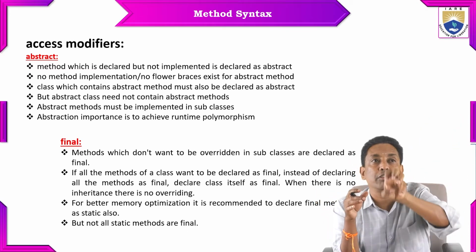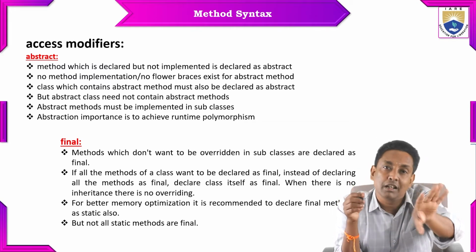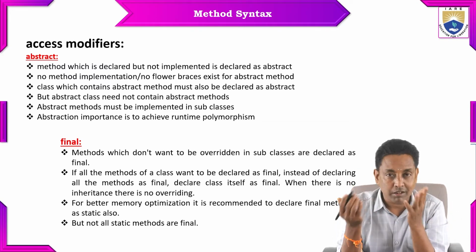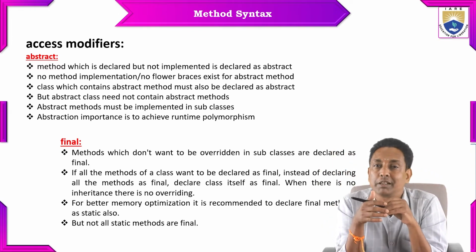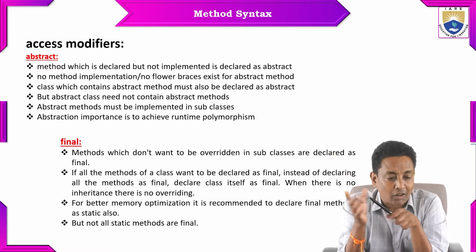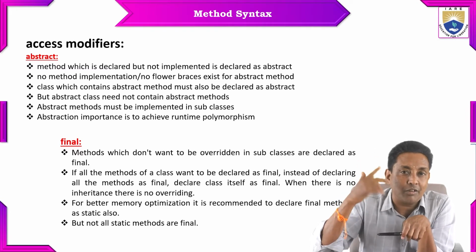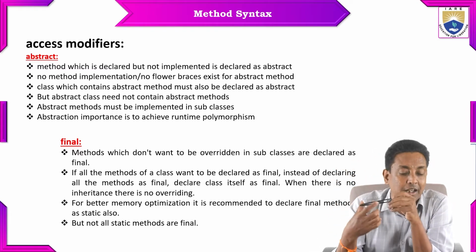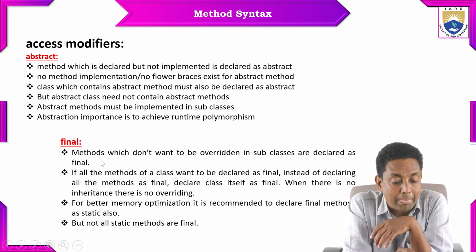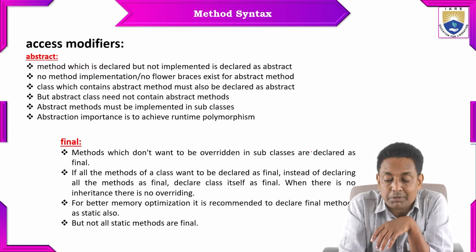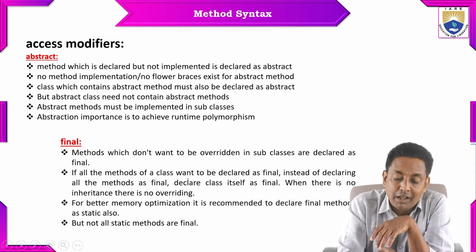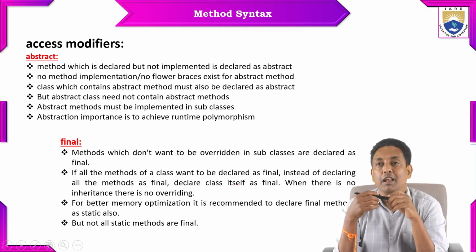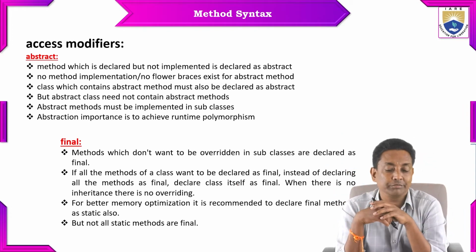But in a class, if I want to declare 5 methods as final and 5 methods as non-final, then no doubt you can go for declaring only 5 methods as final and not declare the remaining 5 as final. So as a developer and designer, you have to decide. Methods which you do not want to be overridden by a subclass are declared as final. If all the methods of a class are to be declared as final, instead of declaring all the methods as final, declare the class itself as final. When there is no inheritance, there is no overriding.